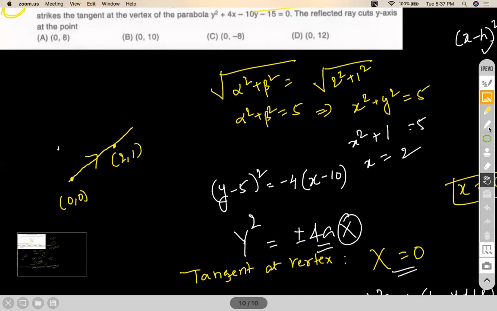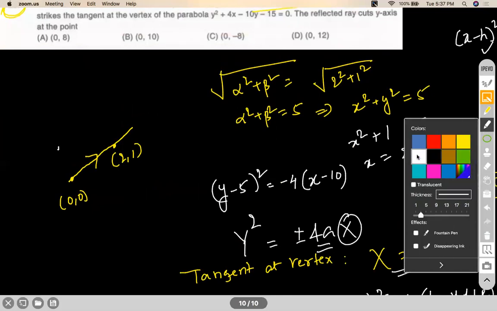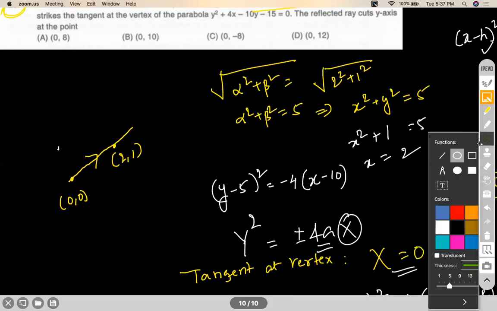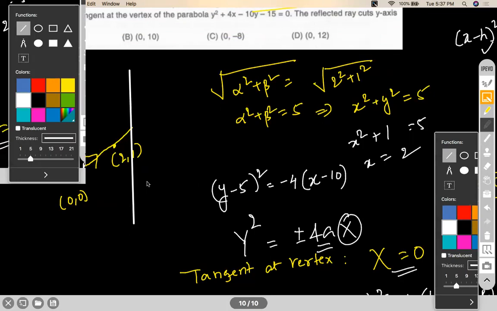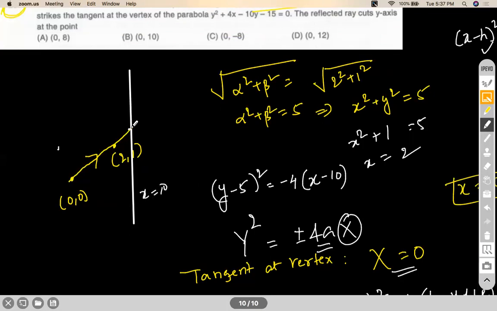So there is a line x equal to 10, a vertical line. Let me just sketch it. Now what happens? This ray hits here and goes back and cuts the y-axis somewhere. Let's say this is your y-axis. Where does it cut the y-axis? That is what we need to figure out.